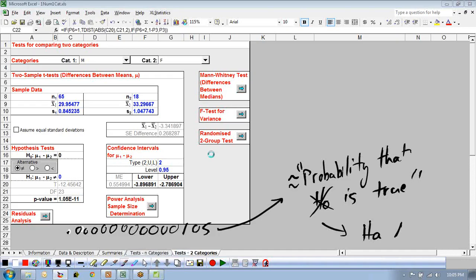Now the confidence interval gives me the interval for what we think is the difference. In this case, it's a 95% interval. That 95% interval is somewhere between 3.9, I'm going to round this off, between friends, that's 3.9, and 2.8.